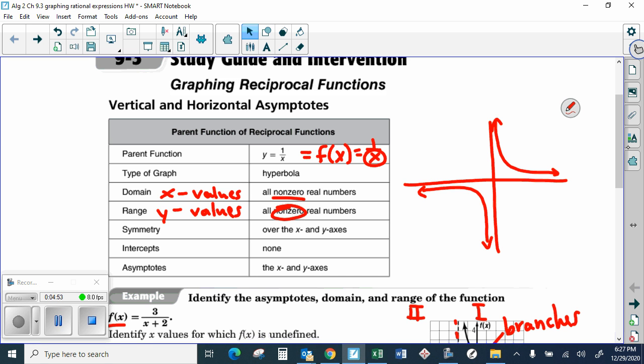Symmetry, I would say y equals x. Most famous line in math, you know that from Algebra 1 and geometry. Okay, it reflects right back onto itself.